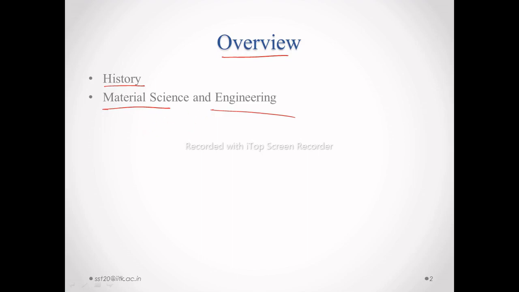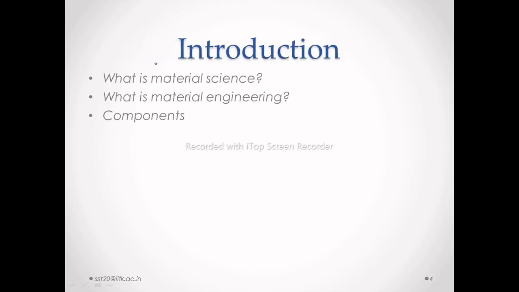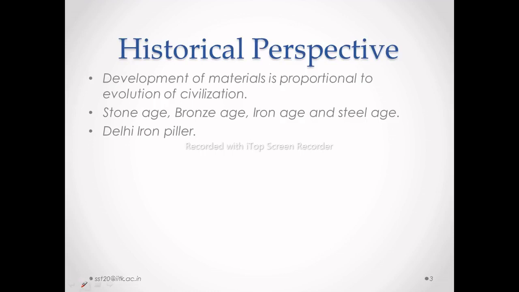First of all, we will get into the historical perspectives of material science. From school days, we know that human beings developed gradually with the growing civilization. There are many ages like the Stone Age, Bronze Age, Iron Age, and the Steel Age. As materials and material science developed, civilization also developed. That means it is directly proportional to the evolution of civilization.